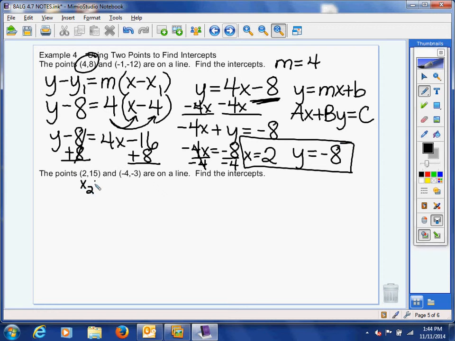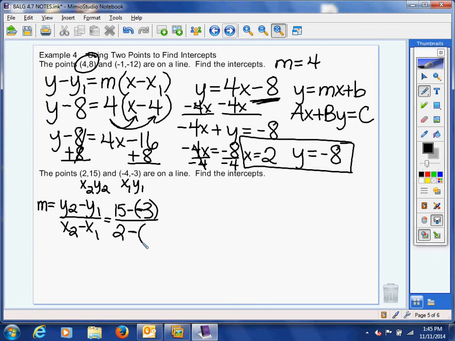I'm going to call this one this time x2, y2, x1, y1. And we need to know what the slope is. So that's our first step. So we'll do y2 minus y1 over x2 minus x1. Remember, y2 is 15 minus y1, which is negative 3. I'll put that in parentheses. All right, x2 is 2 minus x1, which is negative 4.